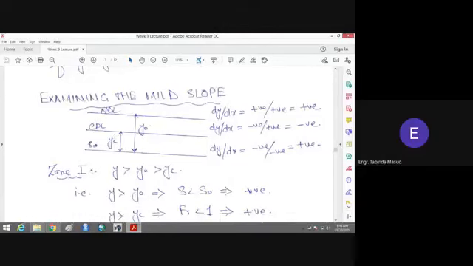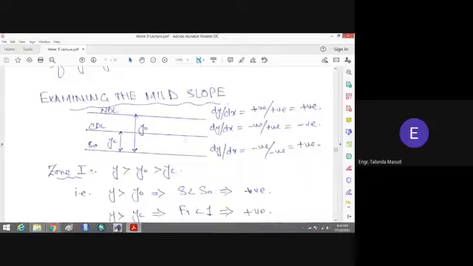This is y naught and this is yc. Okay, if the flow is in zone number 1 here, then what will be the situation? You will say that y is greater than y naught, flow is here. So y is greater than y naught, which is greater than yc. And we want to check the values in the zones.